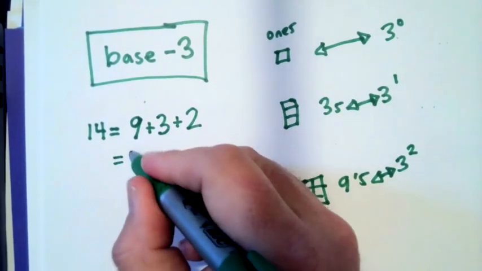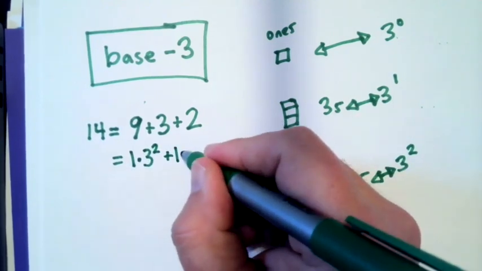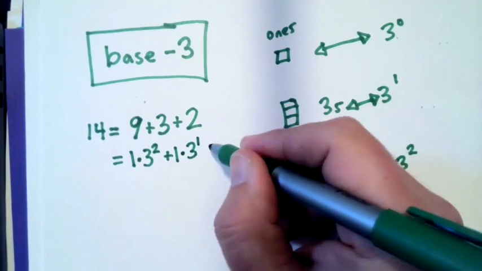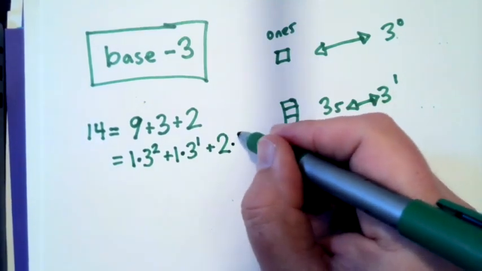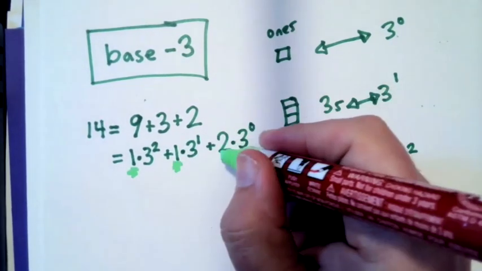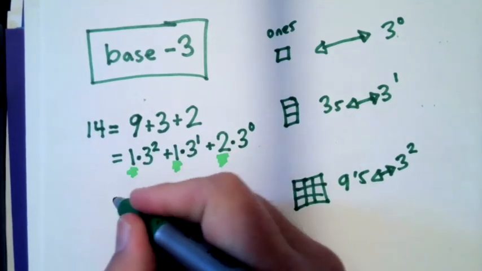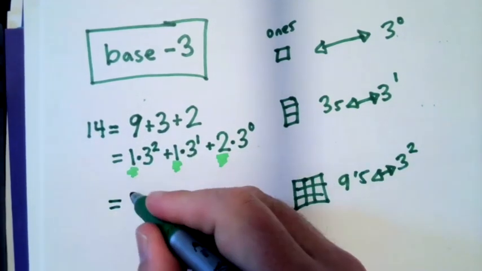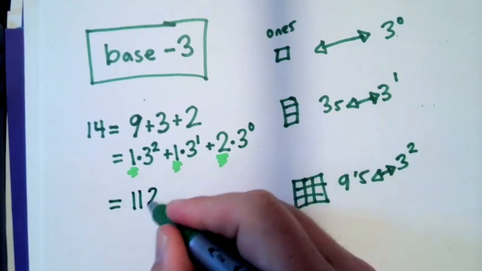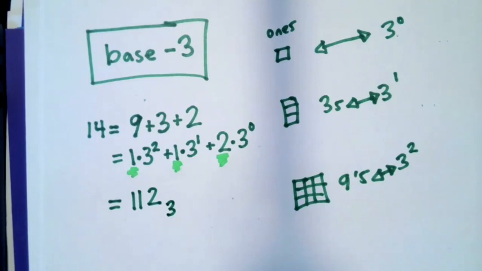So this is 1 times 3 squared plus 1 times 3 to the 1 plus 2 times 3 to the 0. And I'm going to pull off the coefficients here, just like I did with base 10 and base 2. The result will be that 14 in base 3 is equal to 1, 1, 2. And to show that I'm working in base 3, I'll put a little subscript 3.